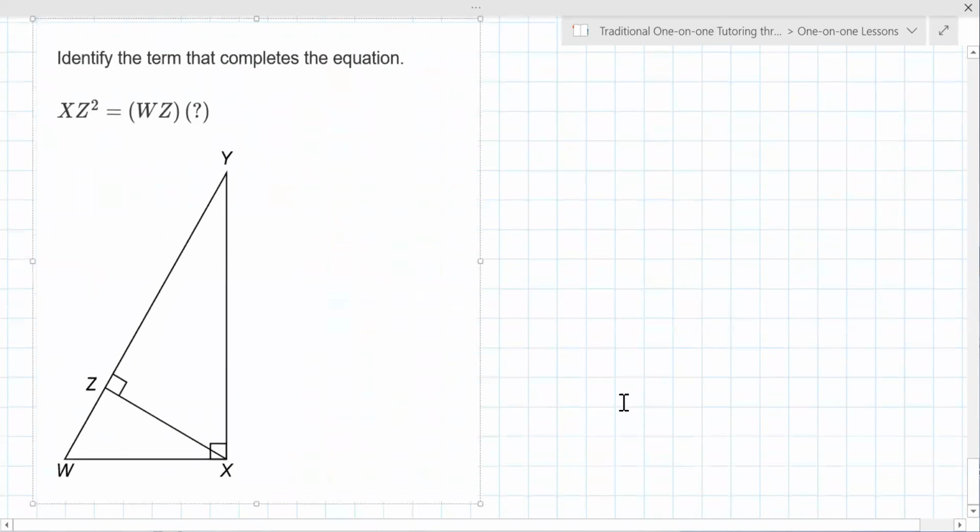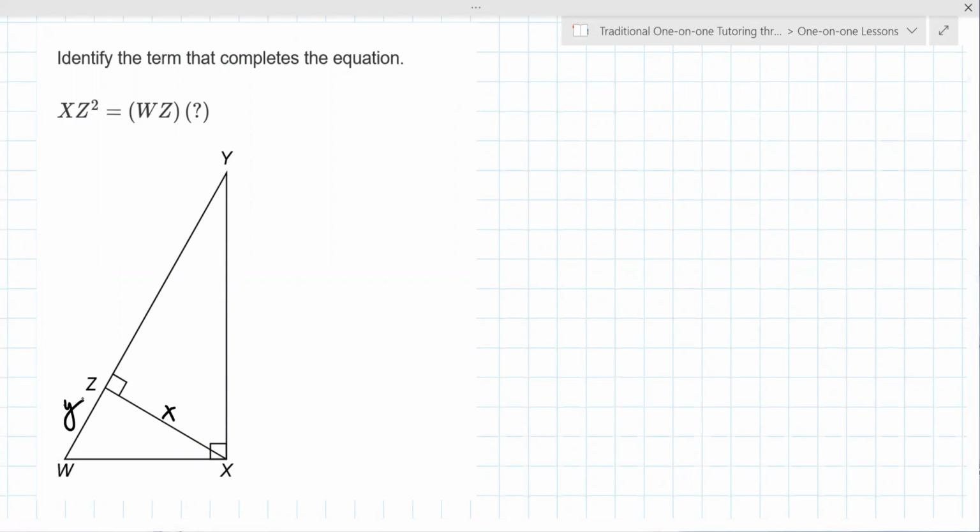So let's see what xz is. So xz is this right here. We're going to call that x. And then wz, where's wz? Wz is right there. I'm going to call that y for the moment. So we kind of already did this. Let me just set it up here.